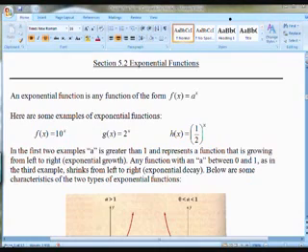Section 5.2, Exponential Functions. We've talked about polynomial functions. We've talked about rational functions. Now we're going to talk about a third type, exponential functions.